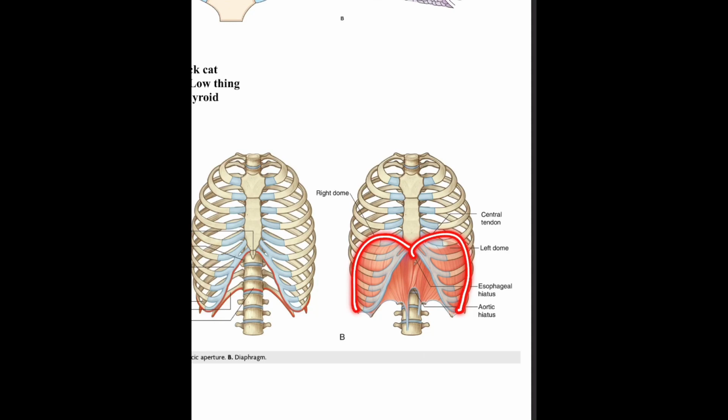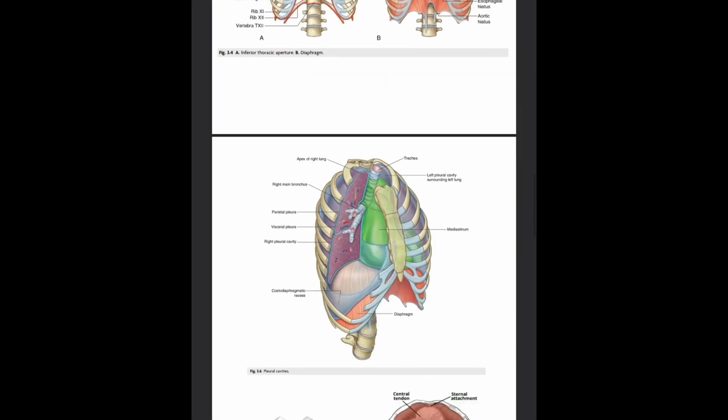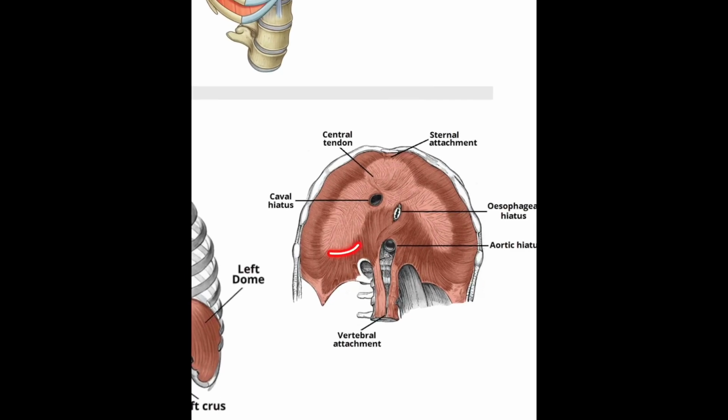It consists of a peripheral muscular part and a central fibrous part called the central tendon. This part is the central tendon, the fibrous part.